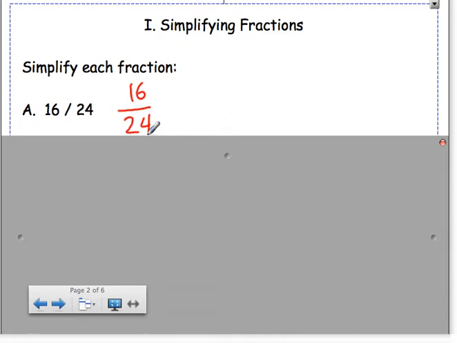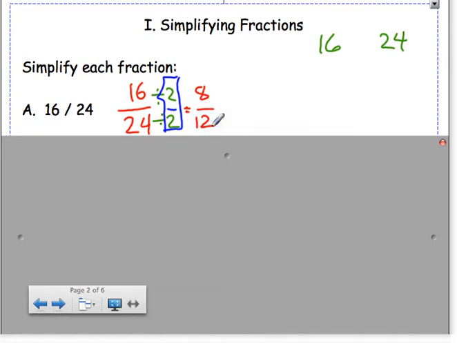I can simplify this fraction because I know that there's numbers that will go into 16 and 24. And so there's 2 ways I can simplify this. One way is just to divide by whatever number I can think of. I could definitely divide both numbers by 2. Since we're dividing the top and bottom by the same number, we're really dividing by 1 and it doesn't change the fraction. 16 divided by 2 is 8. 24 divided by 2 is 12.